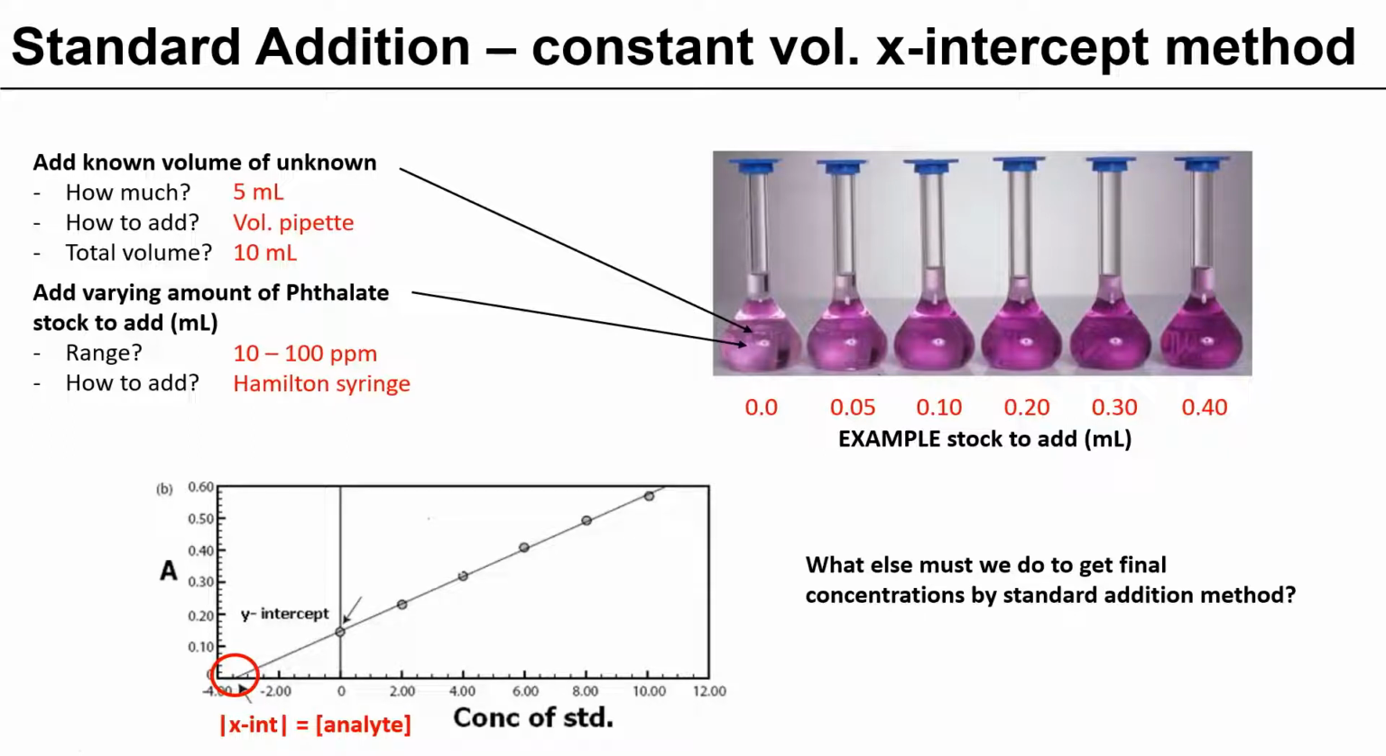All right, but thinking about this, there's something else that we're going to have to do to get back to our final concentration in the unknown sample. And hopefully it's apparent to you based on what we talked about up here, where we're adding 5 mils of our unknown, and then we're bringing it up to a total volume of 10 milliliters. We also have to account for that dilution.